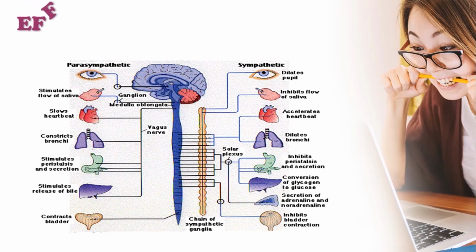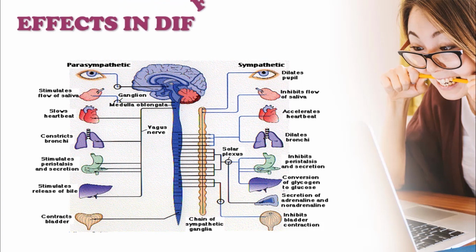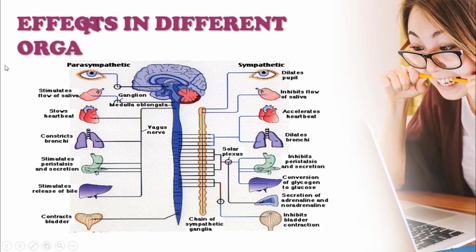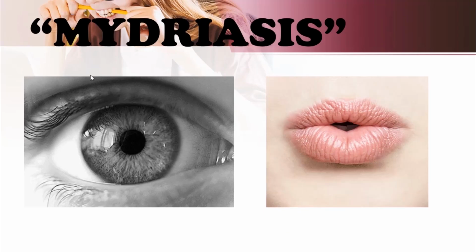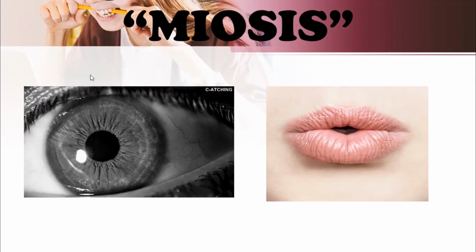Let's go through the different effects of the parasympathetic nervous system and your sympathetic nervous system. So you have here the different effects. Number one would be dilation of the pupil of the eye. If there is a dilation of the pupil of the eye, that is through the sympathetic nervous system. Next, under the parasympathetic nervous system, your pupil of the eye will constrict. And there are scientific terms that denote dilation of the eye and constriction of the eye, and those are mydriasis and miosis.